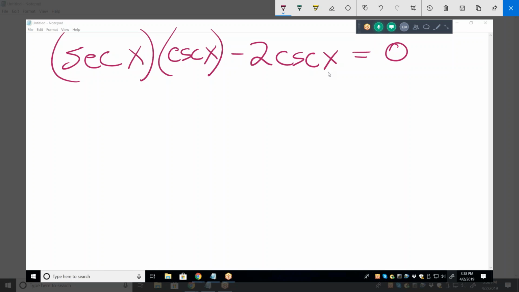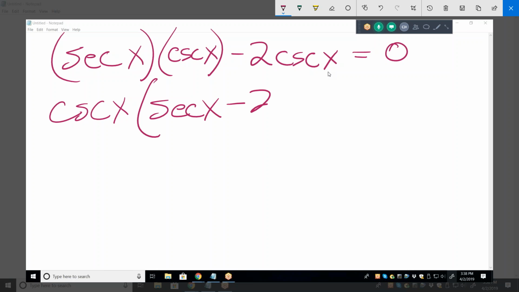Thinking algebra again. What can I do here? We can factor out the cosecant of x. Yeah. That very first step on these trig equations is always an algebraic one. Yes, sir. In other words, not trig, it's just algebra. Did I do that right? Yes, sir. Okay. Now what? Now we set the cosecant of x equal to 0 and the secant of x minus 2 equal to 0.